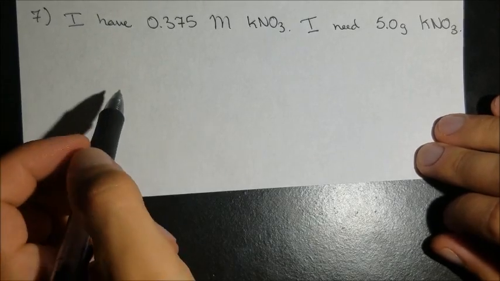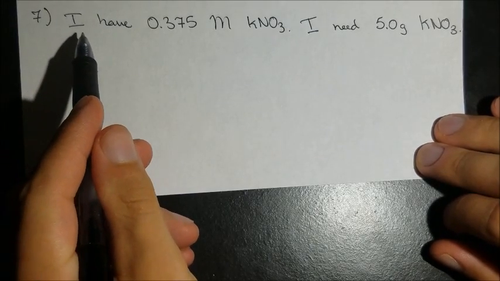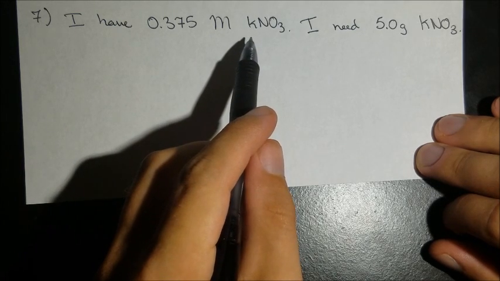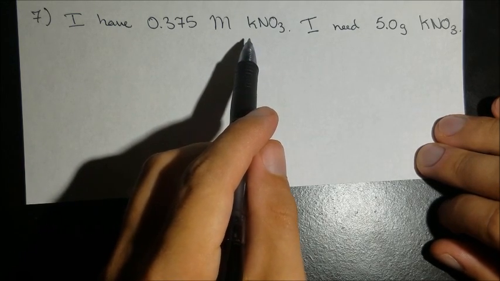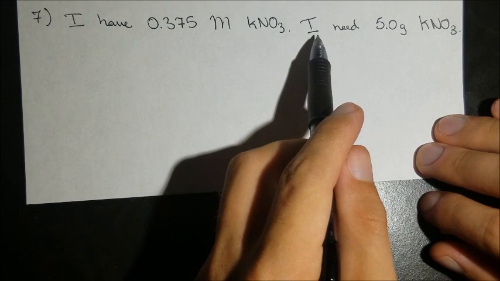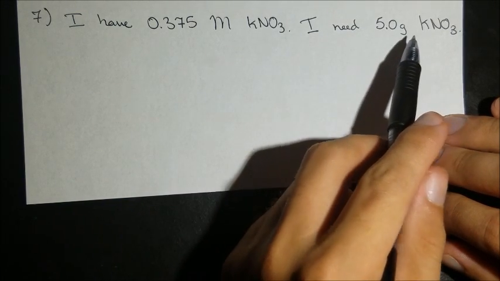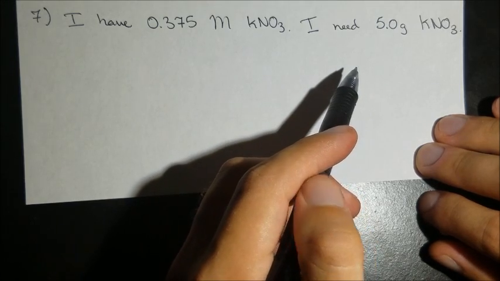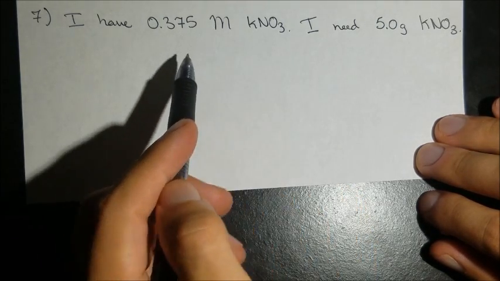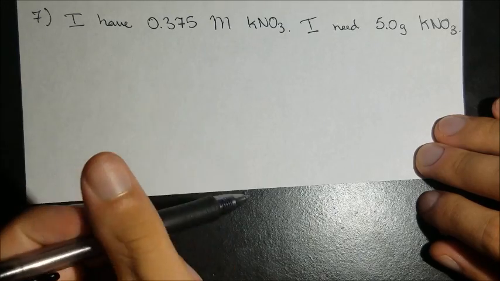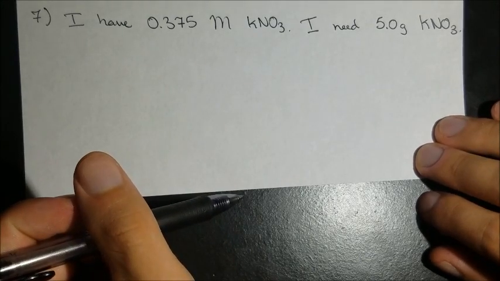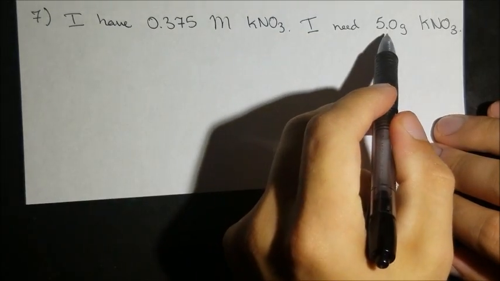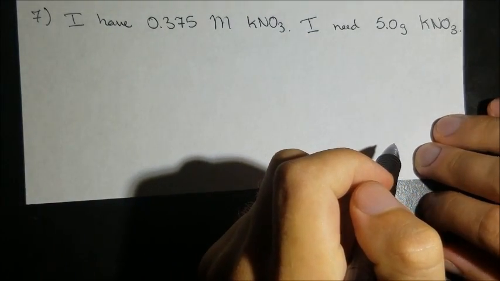Number 7 tells us that I have a stock solution of 0.375 molar potassium nitrate, and I need 5 grams of potassium nitrate. So how many milliliters do I need to use of this 0.375 molar solution? And the answer may not seem intuitive unless you recognize that what you can do with the grams is simply convert them into moles.